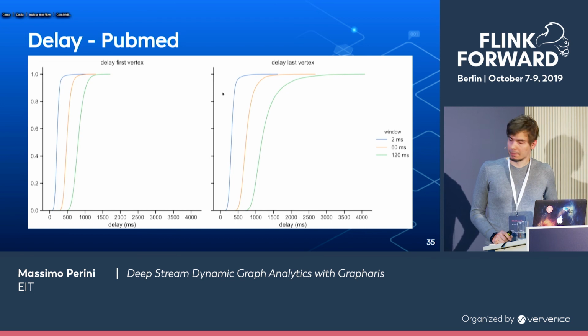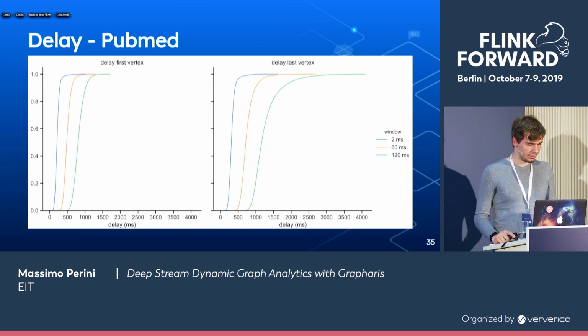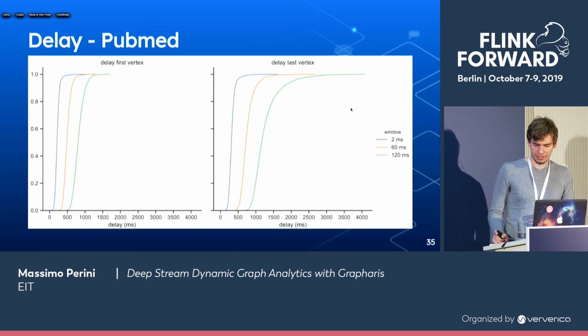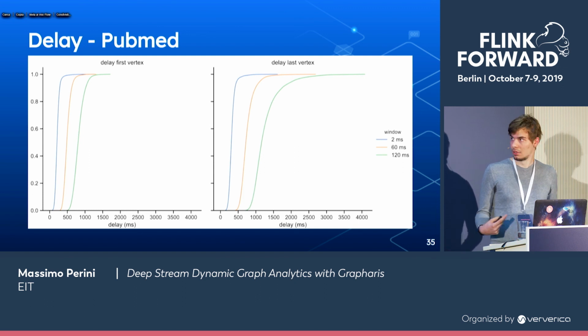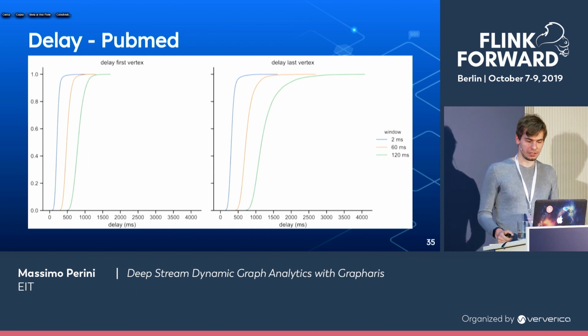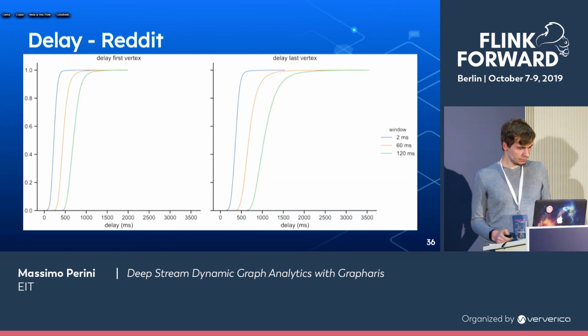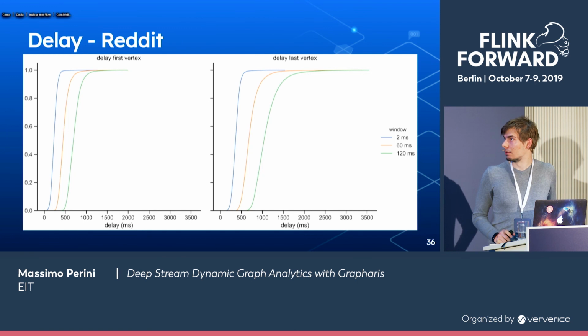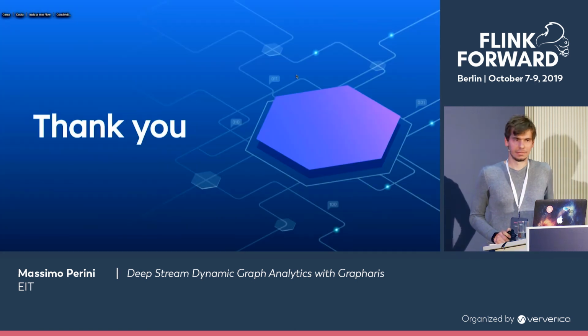For example, this is Pubmed, and at the left we have the delay that it takes for a message to reach the first vertex affected, while at the right we have the overall delay. So basically, the time that is required to spread the update over the entire neighborhood. And this is the same for Reddit. However, we are still under 1 second, more or less. That's it.